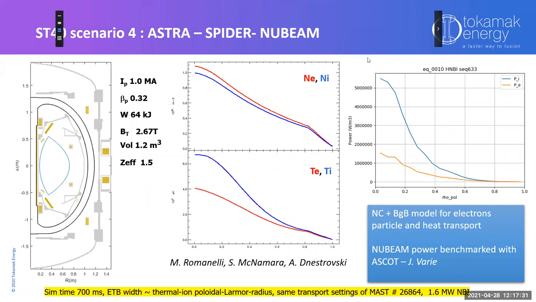So we are looking now to perform plasmas at 1 mega amp with a beta poloidal of 0.32. And we will be operating almost at the nominal field, 2.67 Tesla. This is the plasma volume, above 1 meter cube. And Z effective has been assumed to be 1.5. We have a beam power deposited very centrally in our discharges due to the reduced radius of the device.